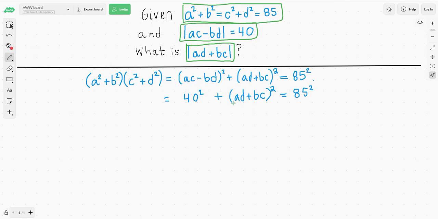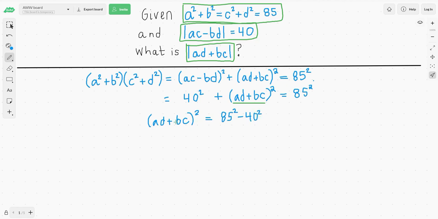Maybe I'll underline it in green. We want to get this quantity isolated. So we subtract 40 squared from each side. So we get AD plus BC squared, all squared, is equal to, oops, I forgot a square up here. Props if you caught that. So yeah, this is AD plus BC all squared equals 85 squared minus 40 squared.